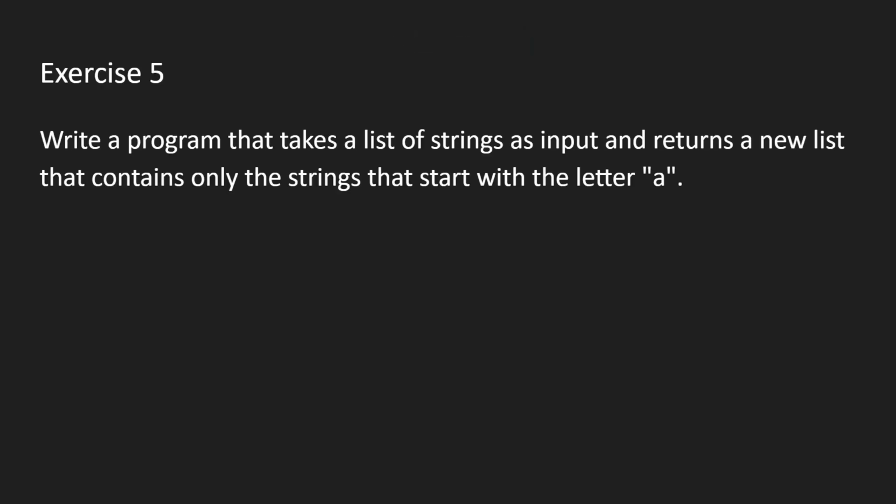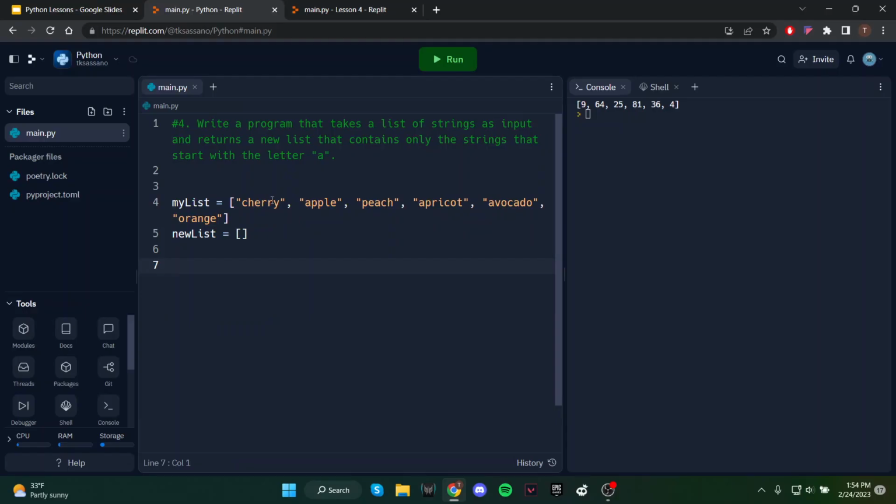Write a program that takes a list of strings as input and returns a new list that contains only the strings that start with the letter A. So we have a list of strings, and we want only the strings that start with A. We can actually index strings the same way we do lists. So to check for the first item of a string, the first letter of a string, we would do string at index 0. So we can use that to check if the first letter is A.